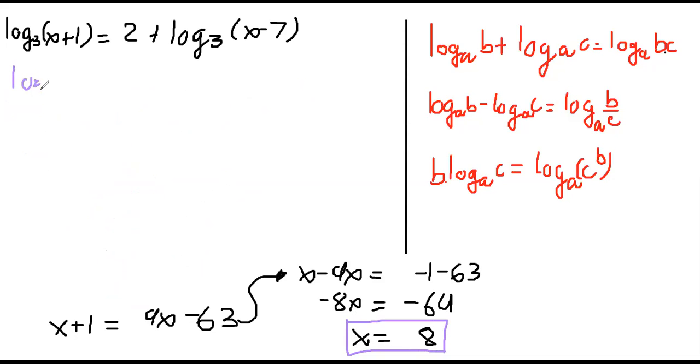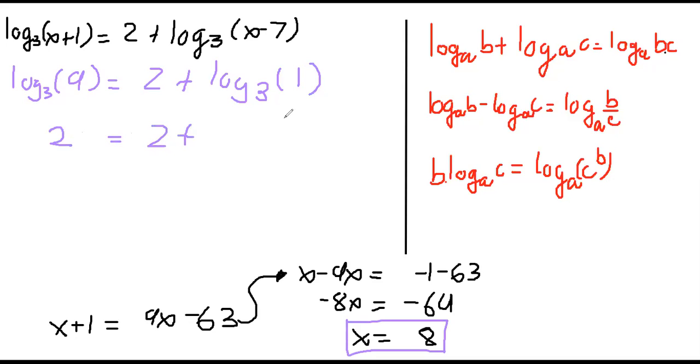So what is 8 plus 1? It's 9. So we have 2 equal to 2 plus log base 3 of 8 minus 7, which is 1. So 3 to the what power is 9? 3 to the second power is 9. So this will be 2 equal to 2 plus 3 to the what power is 1? It's going to be 0. So we get x equal to 8 is indeed our correct answer.